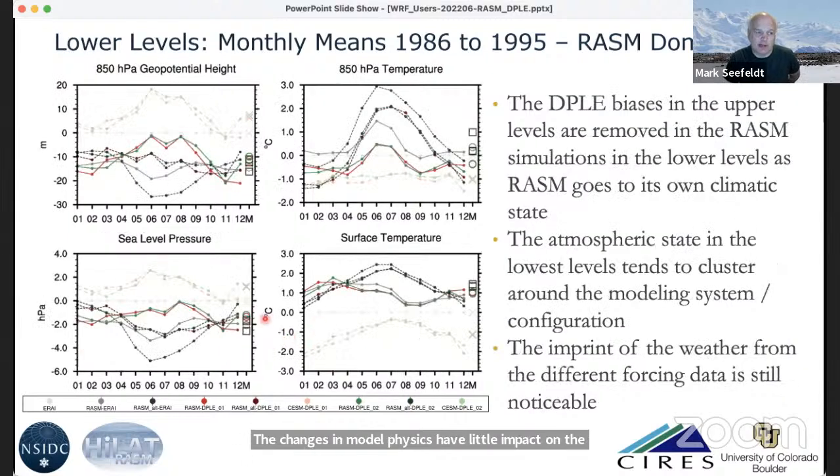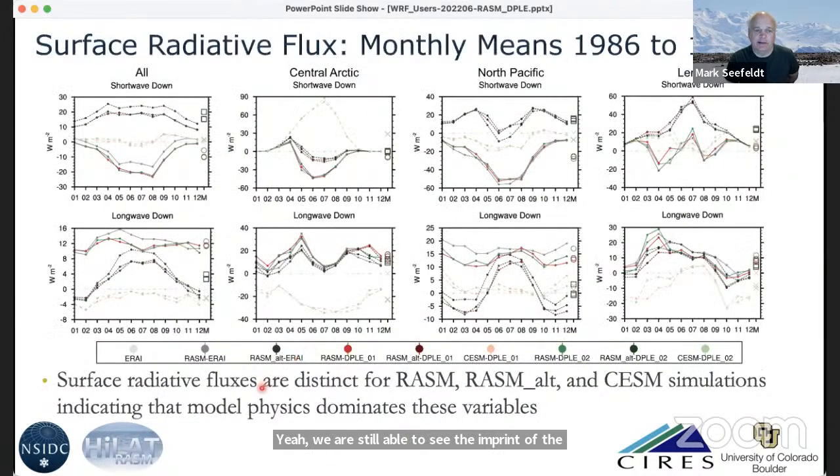When looking at the lower levels, again, we'll highlight surface temperature here. We see three clusters where we have the RASM standard configurations in one pattern of bias, a warm bias, the RASM alt in another, and then the source data from the DPLE with a cold bias. And so the atmospheric state in the lower levels tends to cluster around the modeling system or the RASM configuration, yet we are still able to see the imprint of the weather from the different forcing data in the results.